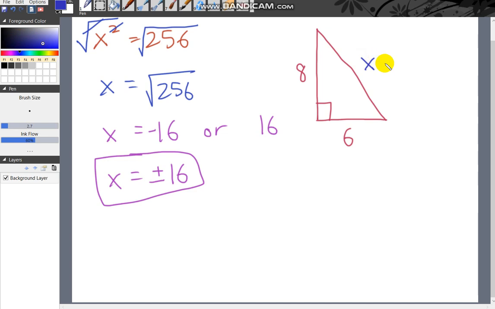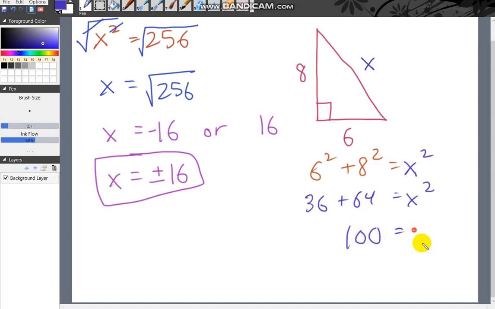If we wanted to solve for x in this case, we would apply the Pythagorean theorem. If you remember the Pythagorean theorem, you take the legs and square both legs. So this would be 6 squared plus 8 squared equals x squared. Then we can simplify this. 6 squared is 36, 8 squared is 64, and then we combine 36 and 64. 36 plus 64 is 100, which equals x squared.